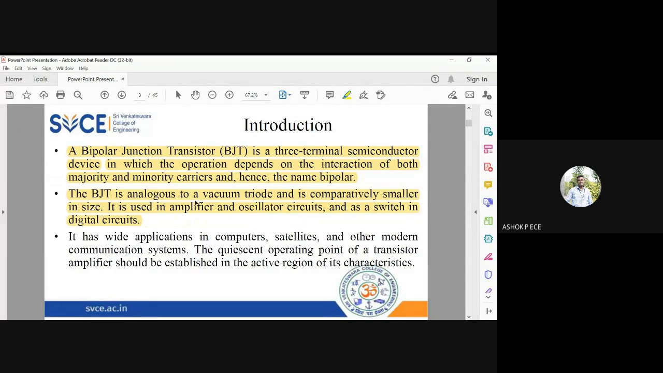See here, when I use the device in the active region, I use it as an amplifier. When I operate the BJT in the saturation and cutoff regions, I use it in digital circuits, because digital means either 0 or 1. 0 means no current, 1 means high current. 0 corresponds to the cutoff region, 1 corresponds to the saturation region. Okay, so all the regions of BJT are used in electronic circuits. Wherever the application demands, we use the BJT in that particular region.